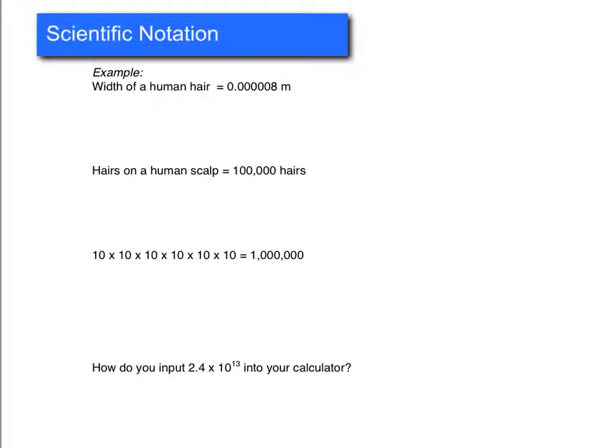So the first example I have here is the width of a human hair. If we wanted to express this in meters, that's a very, very, very small number. It has 1, 2, 3, 4, 5 zeros in it between the decimal and the 8. So that's a little bit tedious to write it that way. So let's go ahead and write that in scientific notation.